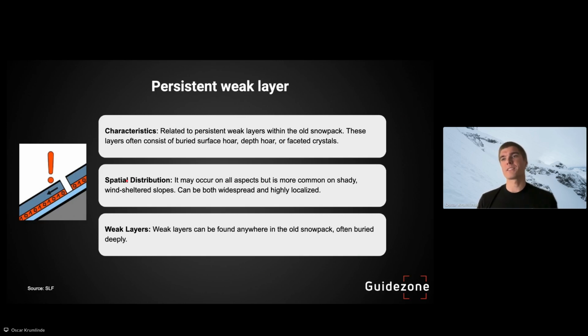So where do we find it? Well, it may occur on all aspects, but it's more commonly on shady, wind-sheltered slopes due to how they are formed. But they can be widespread, so the entire slope can be covered in the problem, or it might be highly localized, for example, behind a large tree or a boulder because the wind has not been blowing there. And the weak layers can be found anywhere in this old snowpack, often buried quite deeply, but it depends on the type of weak layer we have.